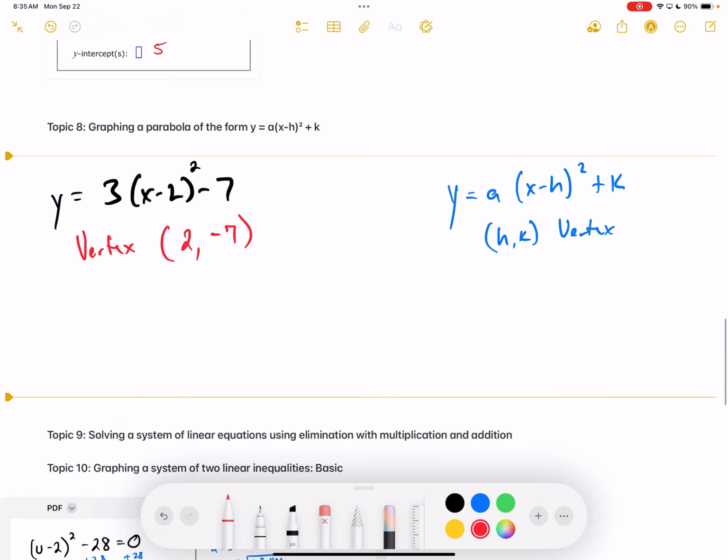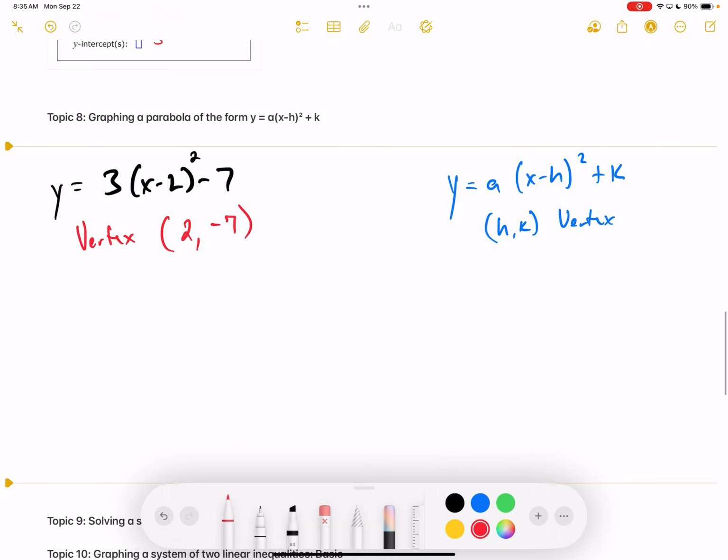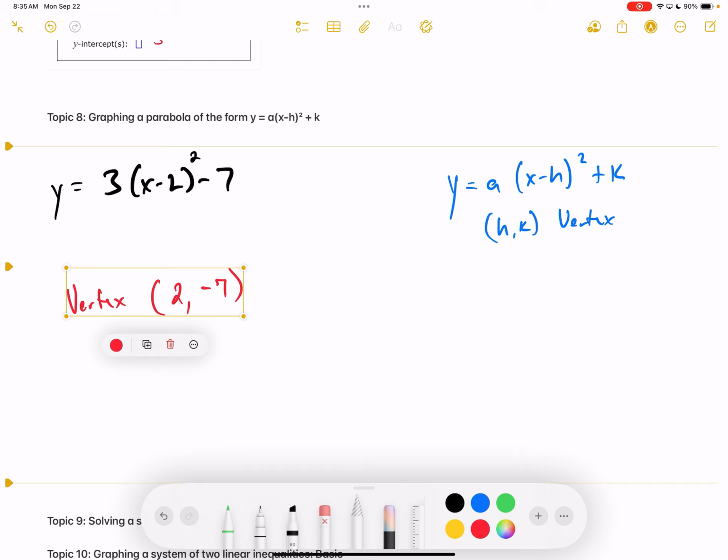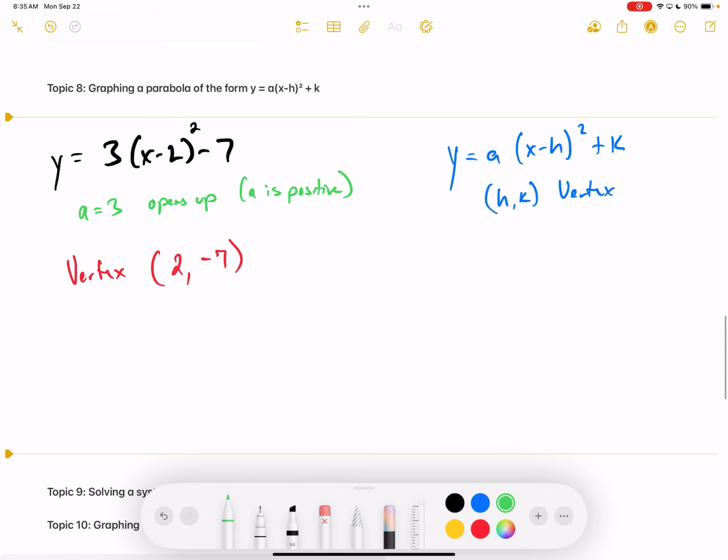Okay, so you can just look at it and get the vertex. The other thing that's nice to know here, I probably should have done this first, but that's fine, is does this one open up or down? So it opens up because A is positive. Okay, that kind of answers one of your test work problems. Actually, both of those answer your test work problem.